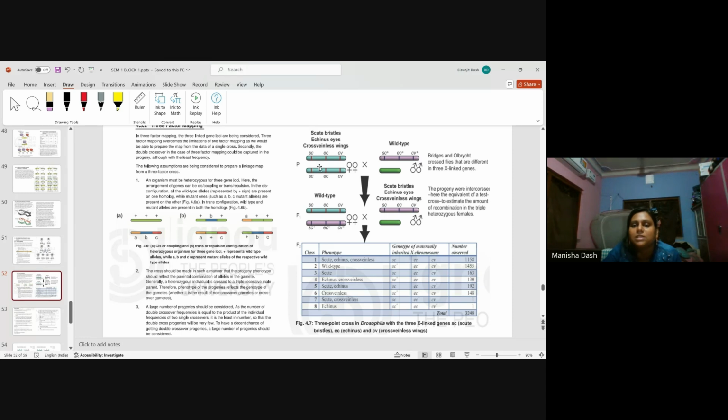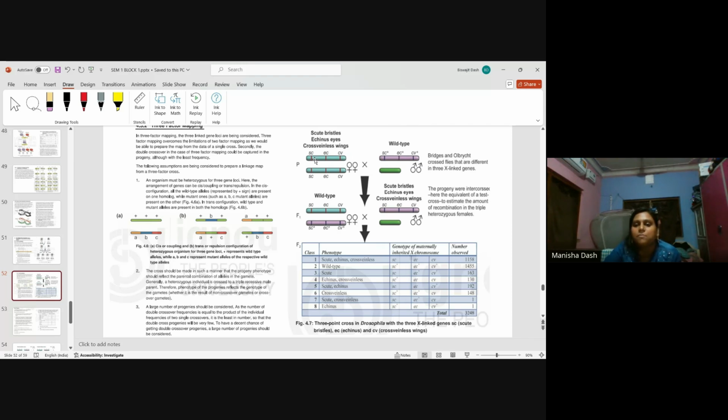So if you cross these two types, what are the characters? The character is scute bristles, that stands for SC. Then echinus eyes, EC. Then crossveinless wings, that is CB. So this is the wild type, meaning it will have normal bristles, red eyes, and cross veins in the wings. That is simply summarized as wild type.